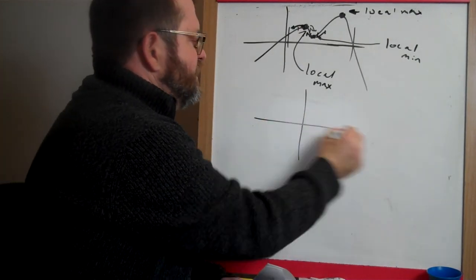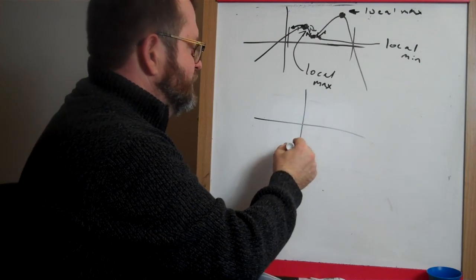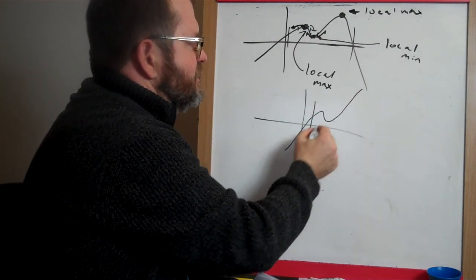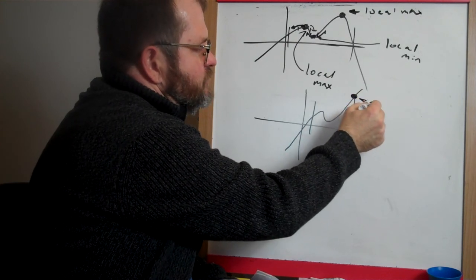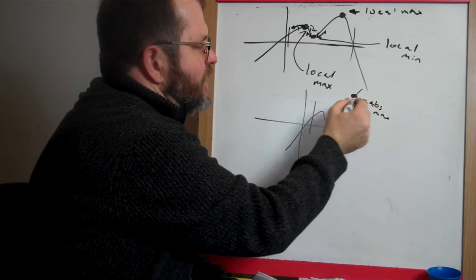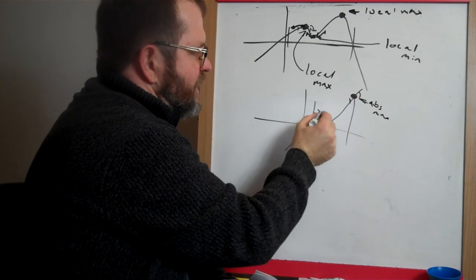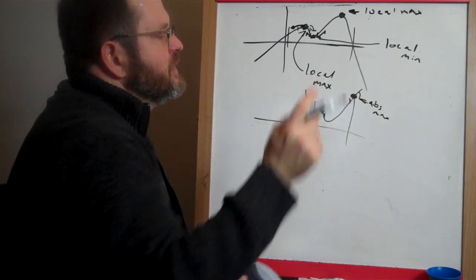Why wouldn't it always be that an absolute max is a local max? Let's say the function looked like this, and this was our interval. On that interval, this is the absolute max, but it's not a local maximum. This is a local maximum over here.